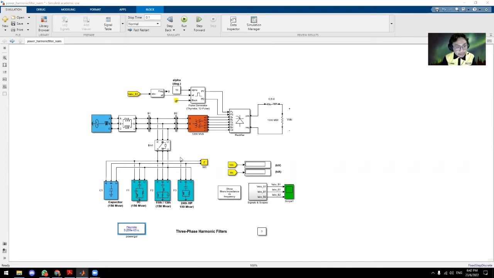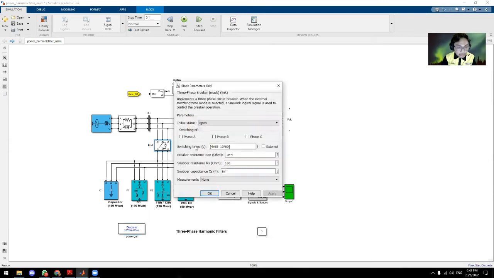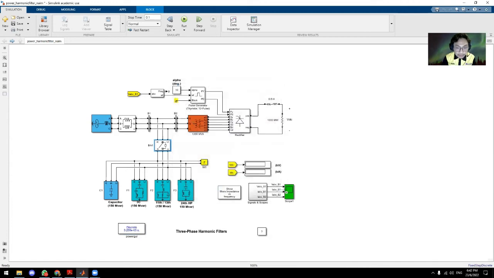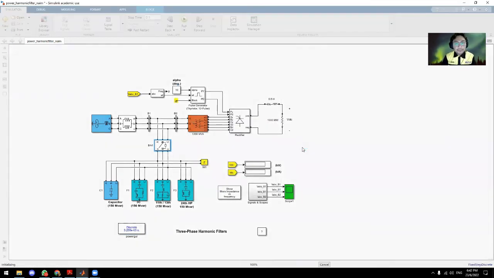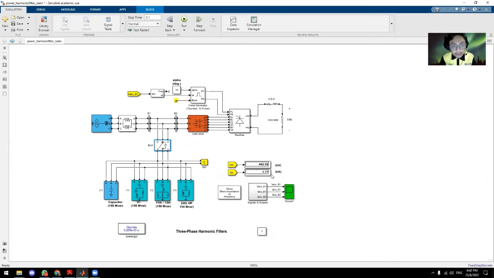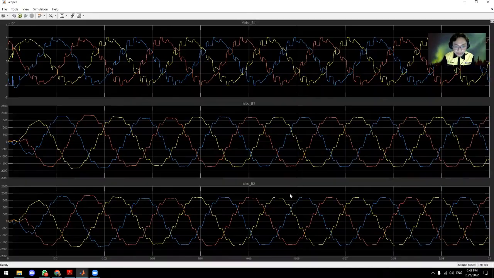So let's proceed to the first condition, which is without filter. We select open, apply, okay, and we run. We get the output voltage of around 442.02 kilovolt. Meanwhile, the current is 1.07 kiloampere. So let's see the waveform. As you can see, without using the filters, there is distortion within the waveform.